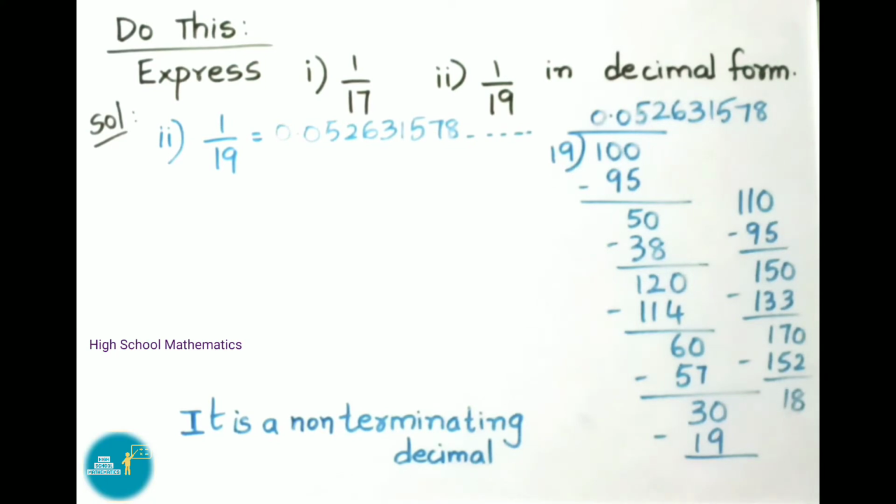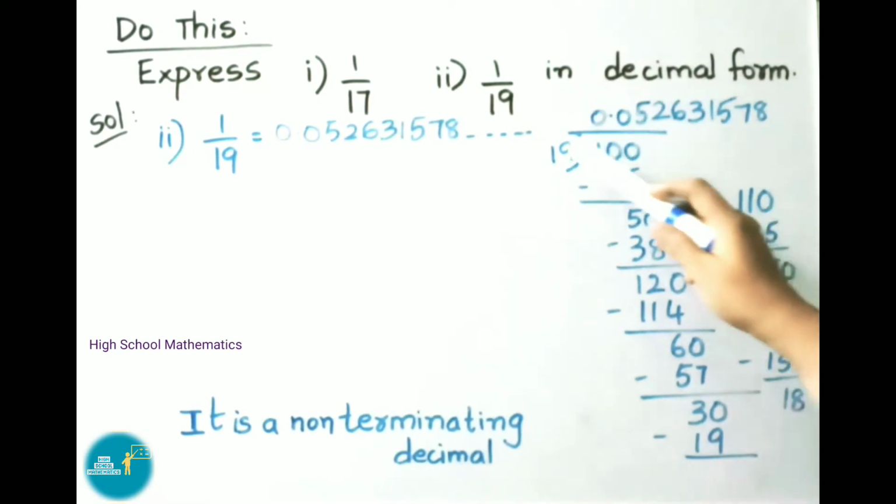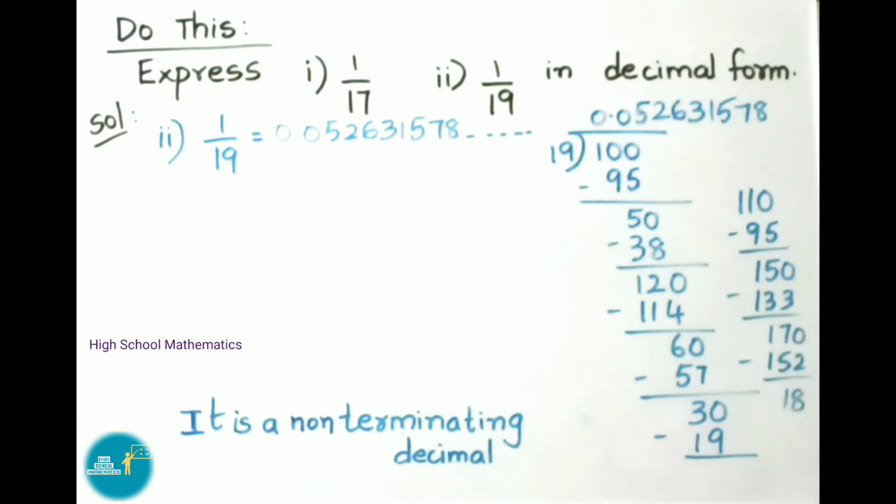60 minus 57, you get a remainder 3, which is less than 19. So decimal is there, we can add a 0 here. Now the number is 30. 19 table, 1 time 19. 30 minus 19, you will get a remainder 11, which is less than 19 again. Since decimal is there, you can add a 0 here.